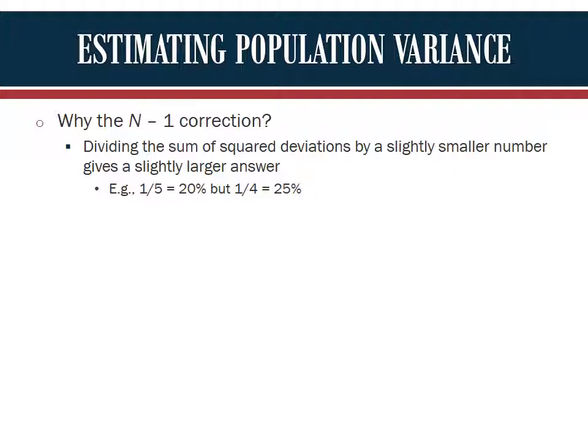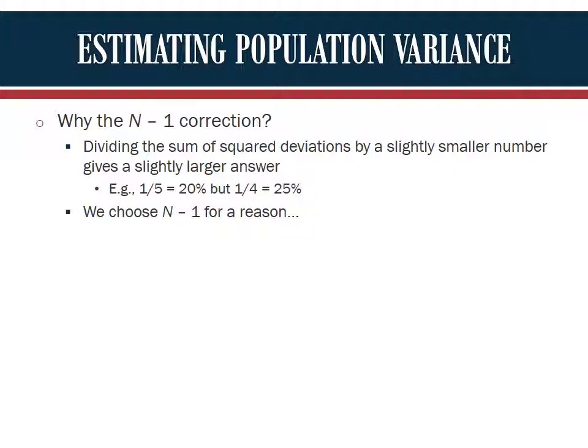So this idea where you divide by a slightly smaller number to give a slightly larger answer, think about 1 divided by 5. 1/5 is 20%, right? But 1/4 or 1 divided by 4 is 25%. So if you put a slightly smaller number in the denominator, in the lower part of the fraction, it gives you a slightly larger answer. So that's probably the easier to understand reason for why we do it this way.